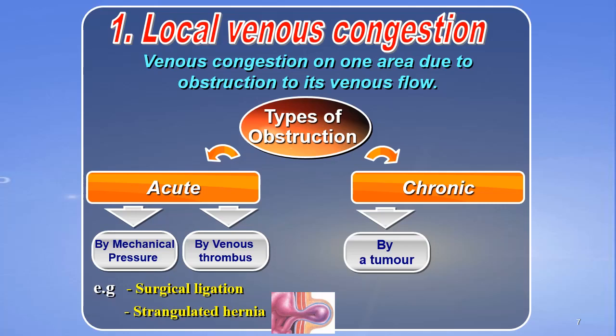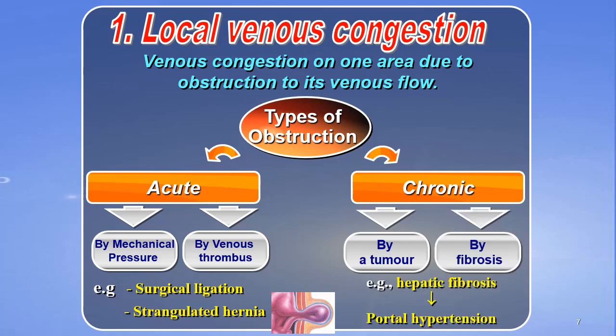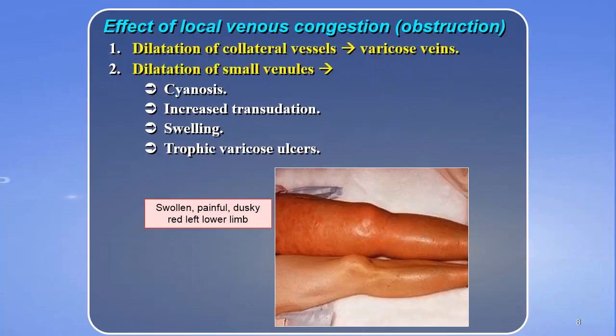Chronic local venous congestion occurs if the cause of obstruction is chronic, as with some tumors pressing on a vein for a long time. It is also caused by constriction of a vein by scar tissue or by fibrosis, like hepatic fibrosis, which leads to portal hypertension.